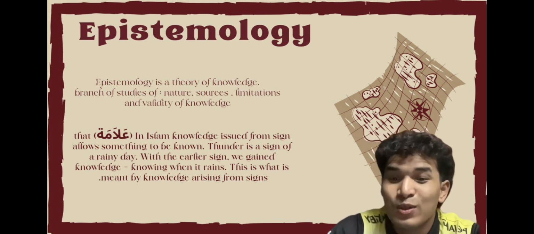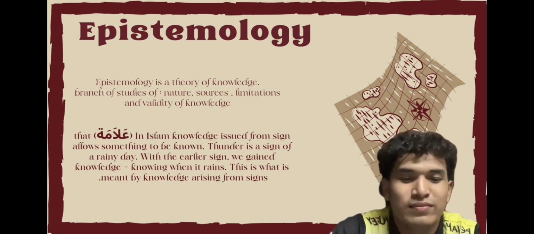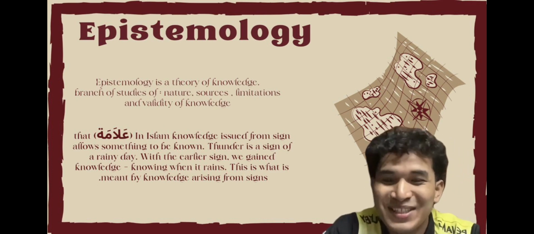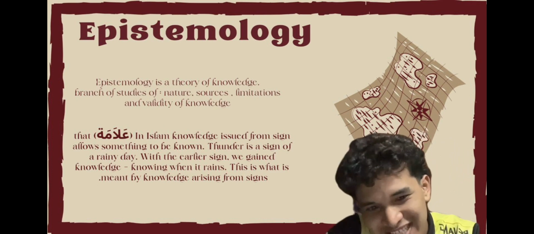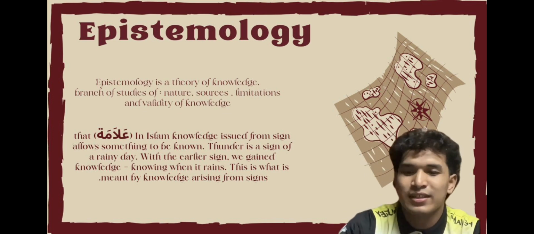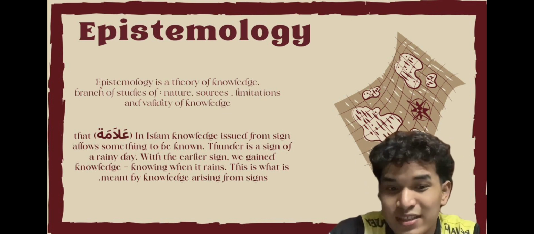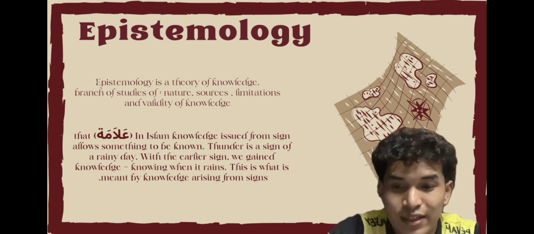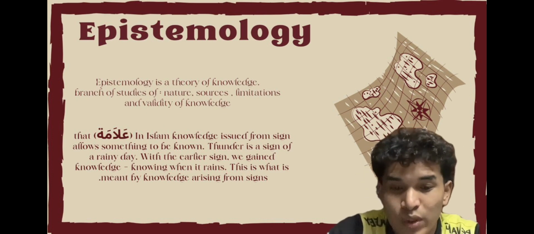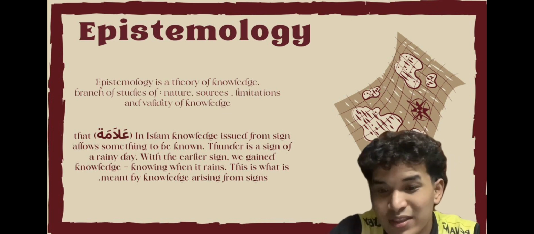In Islam, knowledge comes from a sign, alamat, that allows something to be known. Thunder is a sign of a rainy day. With the earlier sign, we gain knowledge of when it rains. This is what it means by knowledge arising from signs. Like a man walking in a desert, rocks, trees, and stars are signs that will save him from getting lost and dying in the desert. Such is our journey in the world. Without knowledge, we will lose our way and lose our heart. The world is like a book.